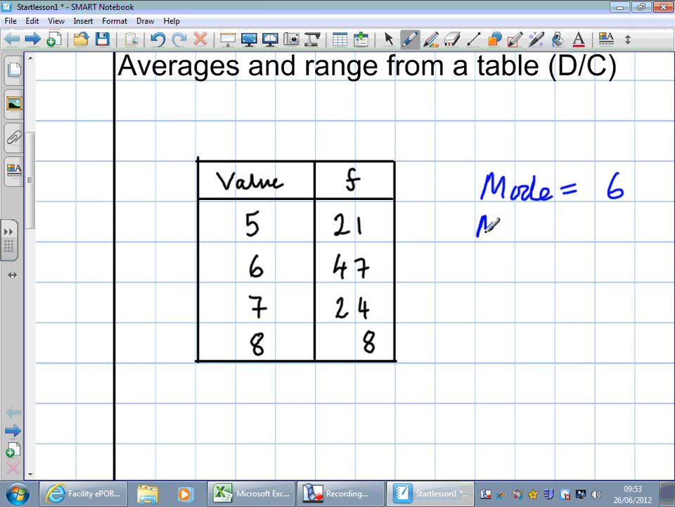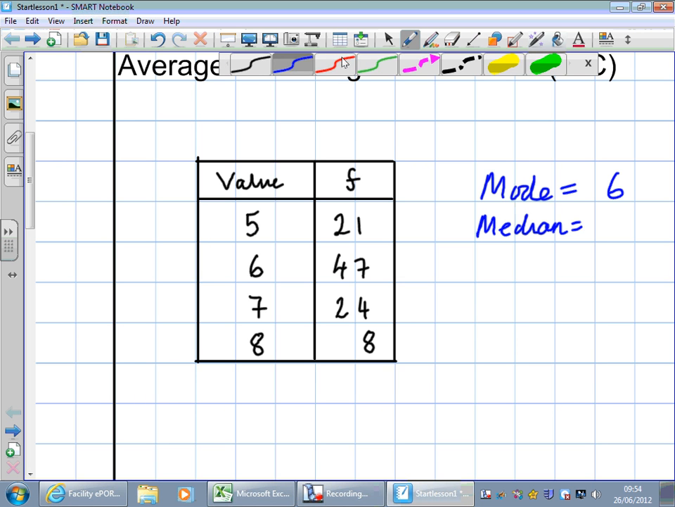Now, median. Seldom asked at GCSE anymore. There's 100 bits of data. So the middle one, when we put them in order, would be around about the 50th. Well, what value must the 50th, around about the 50th be?